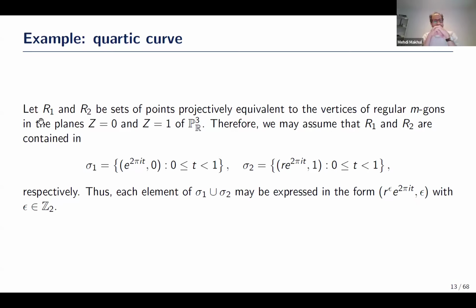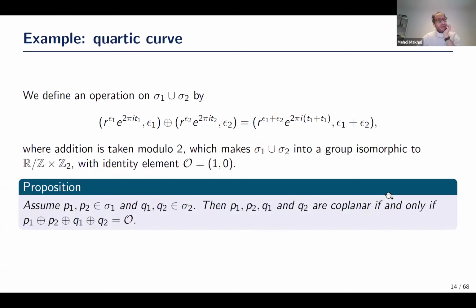Another example is as follows. Let R1 and R2 be sets of points, each projectively equivalent to a regular m-gon, one in the plane z equals 0, and the other in z equals 1. In other words, we can assume R1 is contained in a circle sigma 1, and R2 is also contained in a circle given by sigma 2. Therefore, if I consider the union of sigma 1 and sigma 2, I can parameterize them with this formula. And one can define again a group structure on sigma 1 union sigma 2 as in this formula.